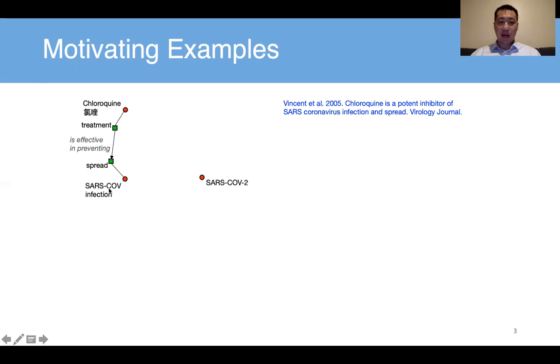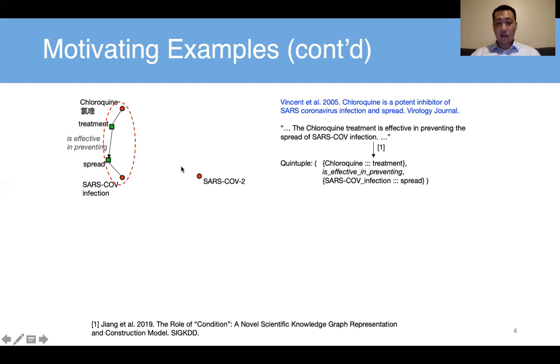Based on these paths, we can recover the original sentence. The original sentence is: the treatment of chloroquine is effective in preventing the spread of SARS-CoV infection. So this path can perfectly preserve the information in the original sentence. Then we may extract this kind of tuple from the original text, so we can have this graph.